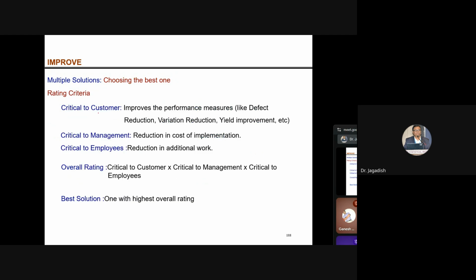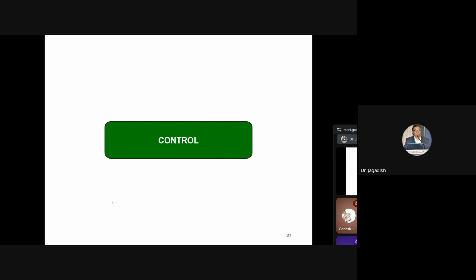Critical to customer means improving performance measures like defects reduction, variation reduction, yield improvement and all. Management means reduction in cost of implementation. Employee means reduction in additional work. The employee should not feel, why should I do additional work, I will not get any extra money. So reduction in additional work plays a very important role. I should not hamper the employee also. So overall rating should be high. The best solution is the one with the highest overall ranking, and that solution is to be implemented in real practice.